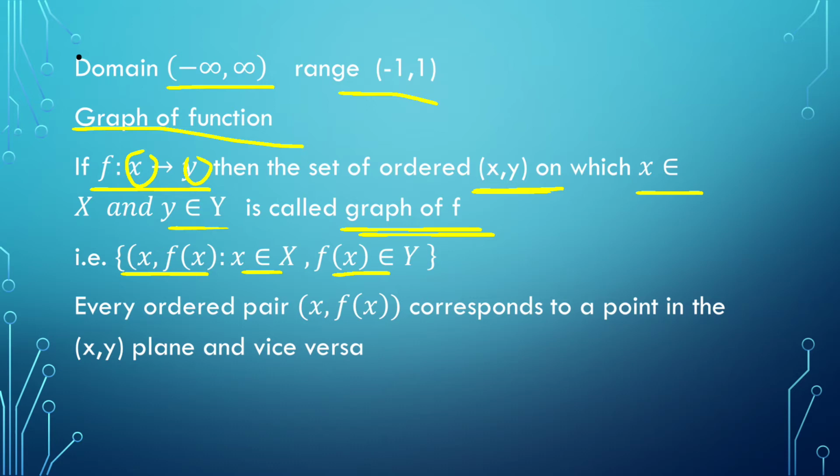Now every ordered pair (x, f(x)), or ordered pair of that form, corresponds to a point in the xy plane, and vice versa. So every ordered pair here corresponds to a given point in the xy plane.